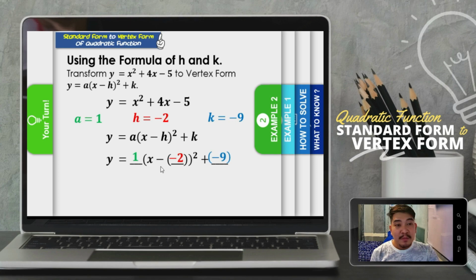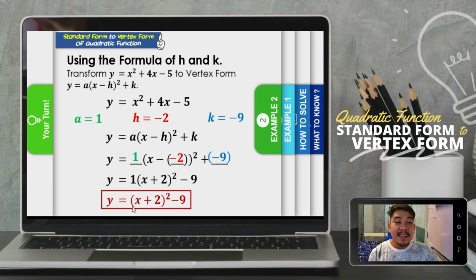Next, we need to simplify. Negative times negative will now be positive, and positive times negative will give us negative. So therefore, we can now say that y is equal to 1 times the square of the binomial x plus 2 minus 9. Or we can just rewrite it as y is equal to the square of x plus 2 minus 9. And this is now the vertex form using h and k.